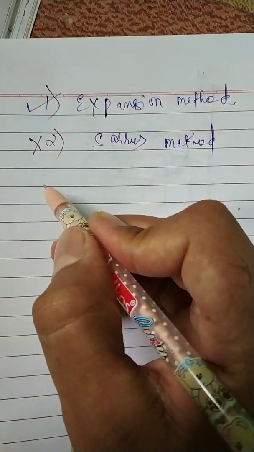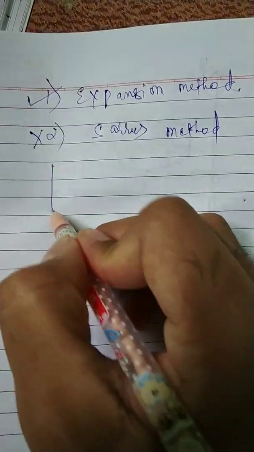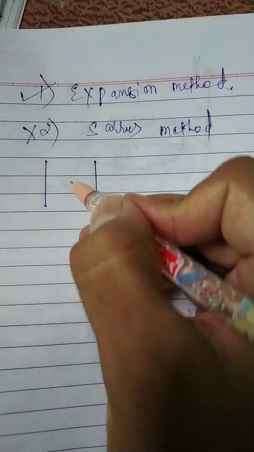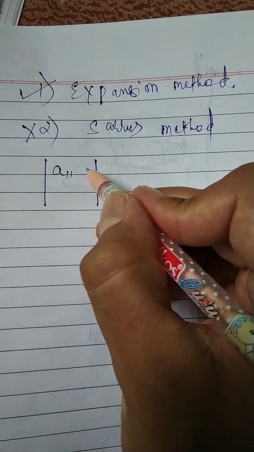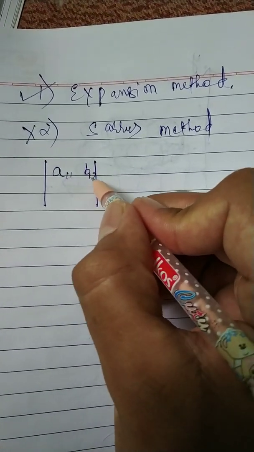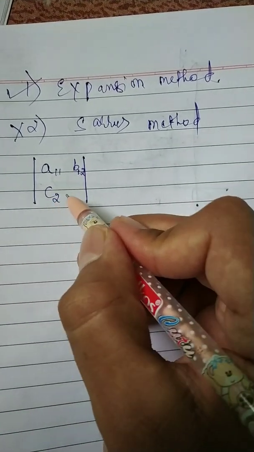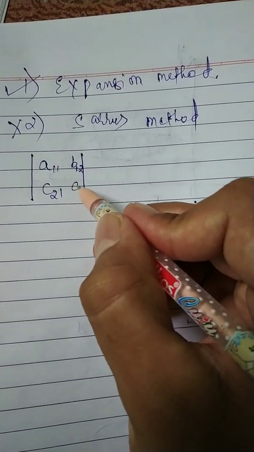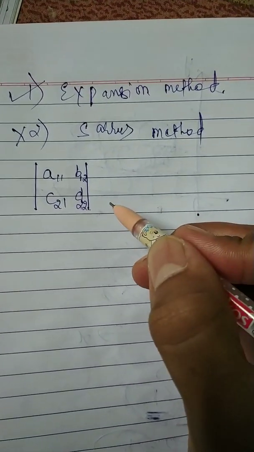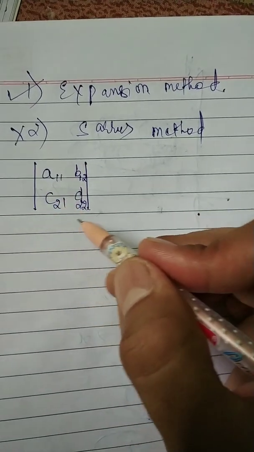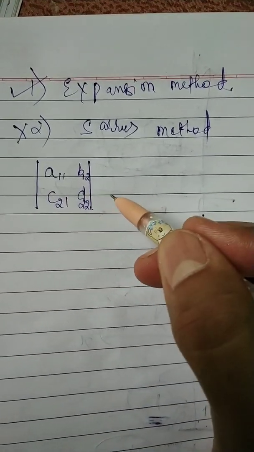Suppose, always remember students, a determinant is represented within bars. For example, if it is like A11, B12, C21, D22, so if this is the determinant, this is a determinant matrix.